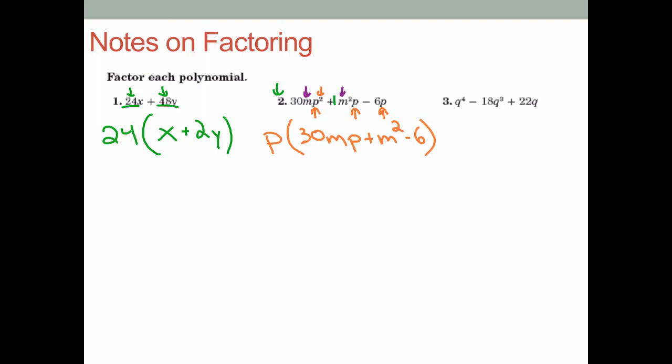It's the same process with number 3. I see a q, a q to the 4th, a q to the 3rd, and a regular q. But I see no common numbers. So I'm going to pull out one q. Then if I pull out one q, I'm going to have q cubed left over here, q squared left over there, and I'm just going to have 22 left there.